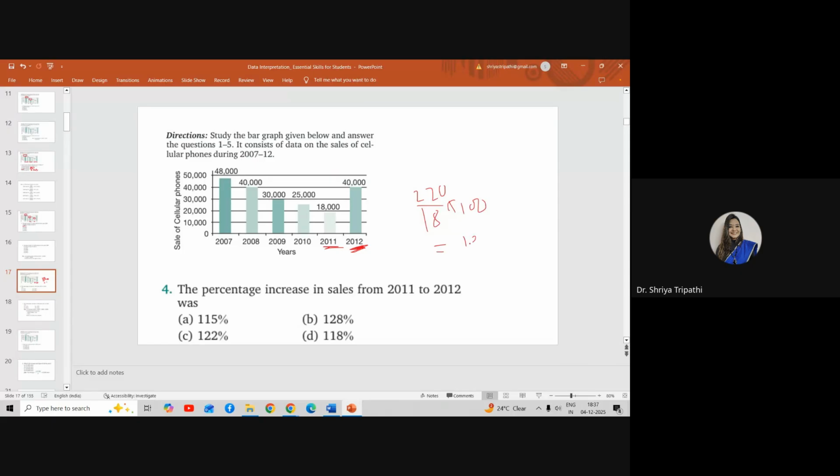So if we see, it comes approximately 122 percent. The change we have tried to find through this, and just because it is asking in percentage, we have multiplied into 100. So my correct answer is option number C. Everyone, are we able to follow?